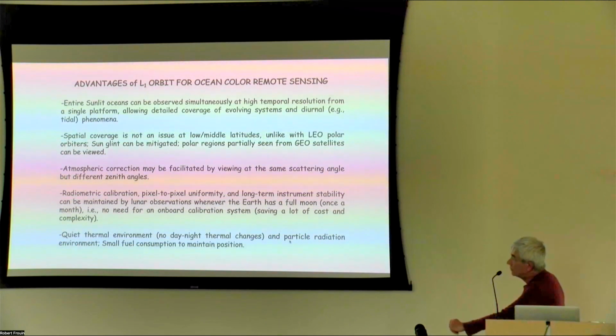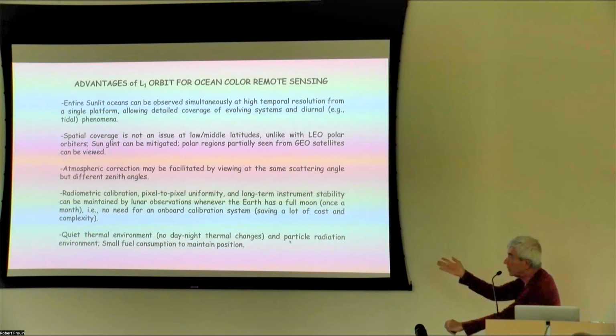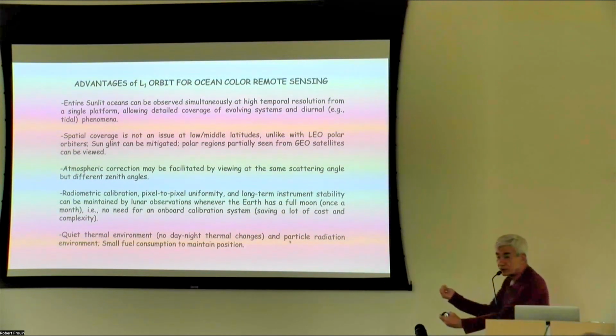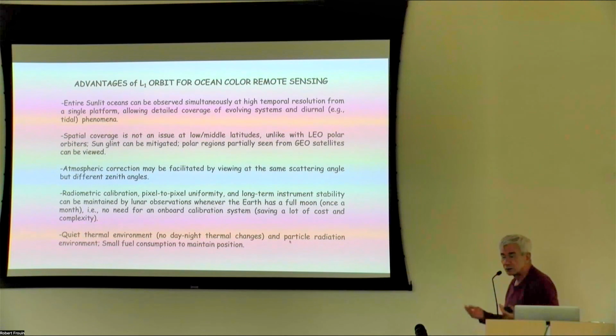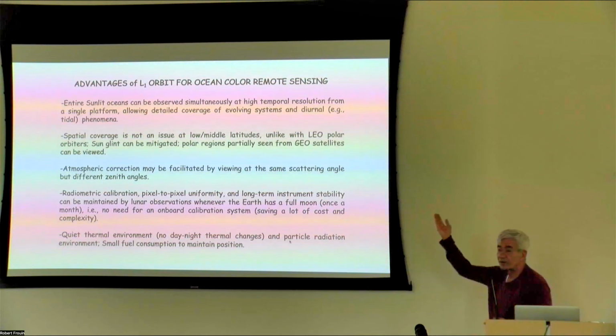We don't have any problem with sun glint because you may have sun glint one time during the day, but not at the other times during the day. And also you can view better the polar regions, unlike with geostationary satellites. Why? Because you are so far up.